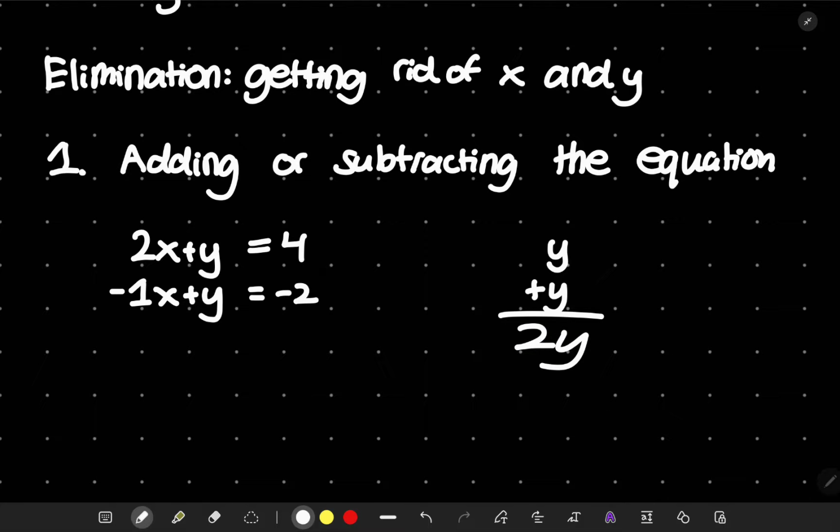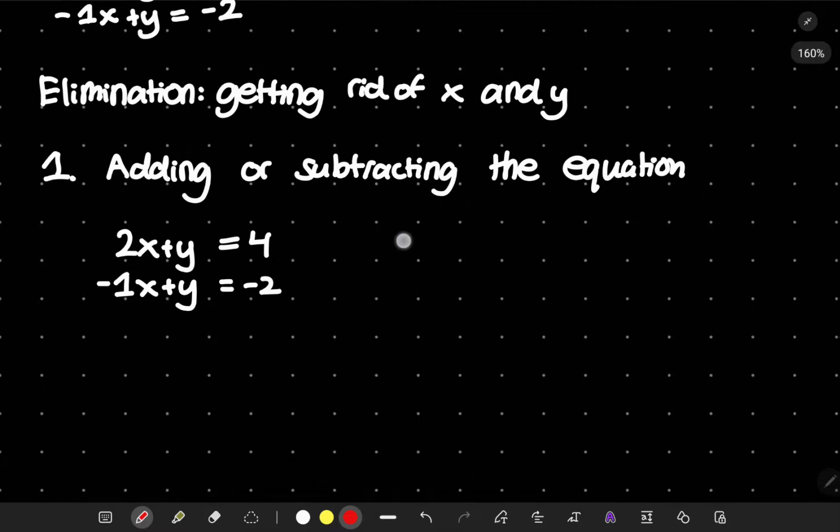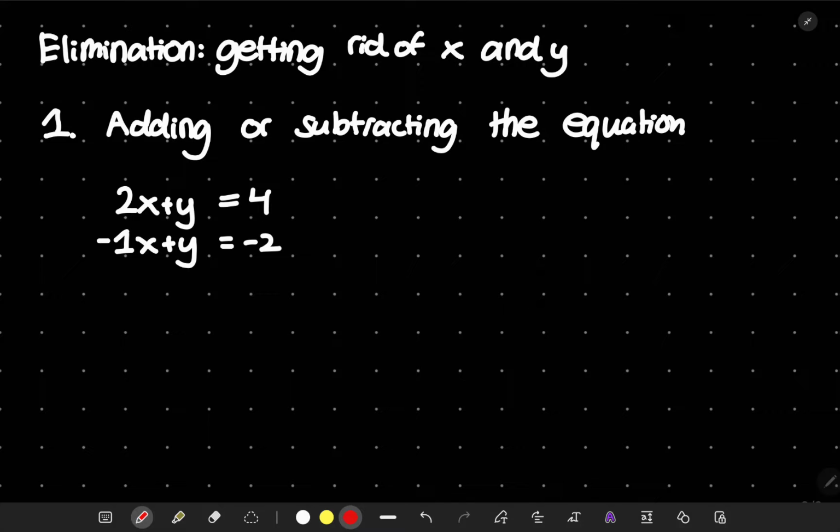No, it gives us 2y. It's like saying 1 plus 1. So we're not going to add. We're going to instead subtract. We're going to either add or subtract. I'm not going to multiply or divide, and the reason why is because it doesn't really get rid of the variable. It just makes the numbers in front of the variable much worse or better. But in this case, we're just going to add or subtract.